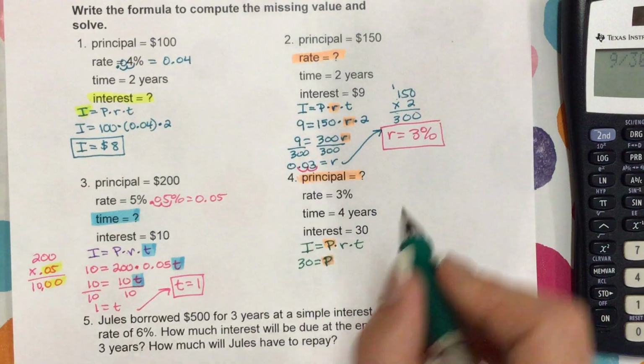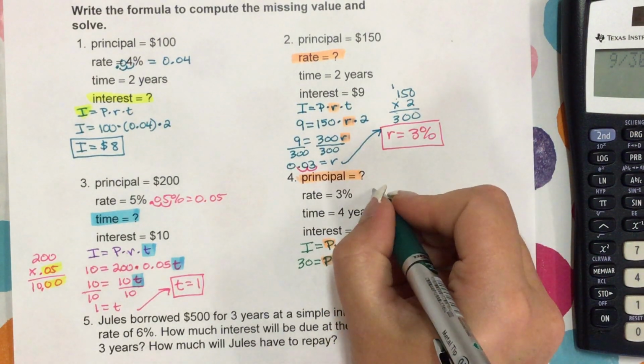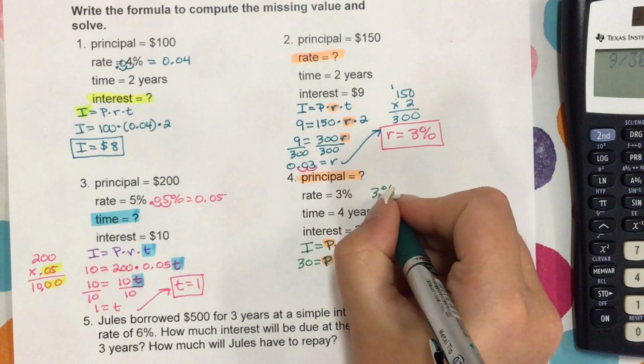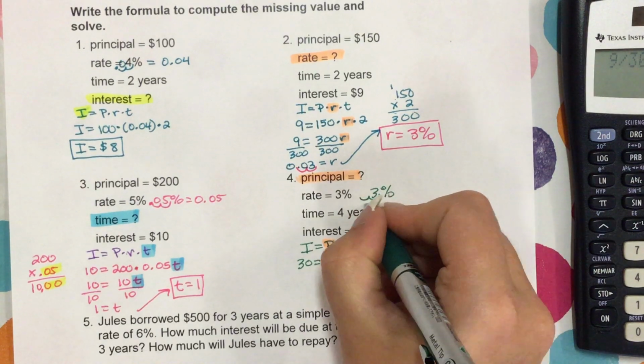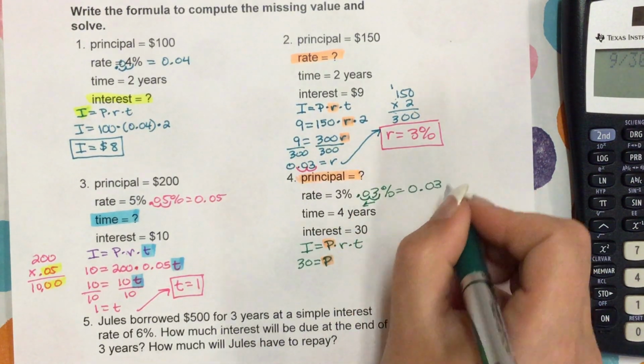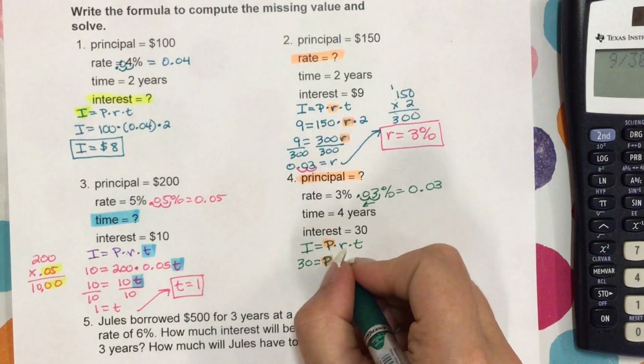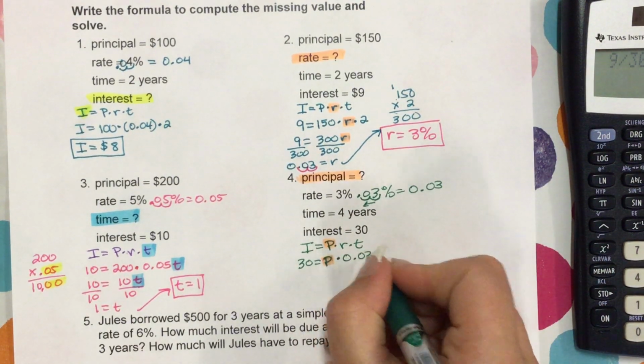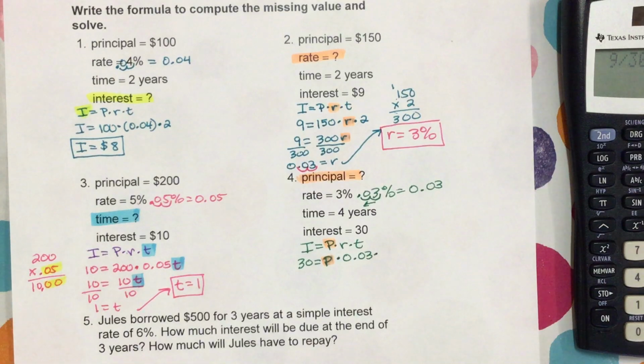The rate is 3%, but we need to change that into a decimal, which means we're going to move it 2 places to the left. That ends up being 0.03. That is the rate, multiplied by 0.03. The time is 4 years.